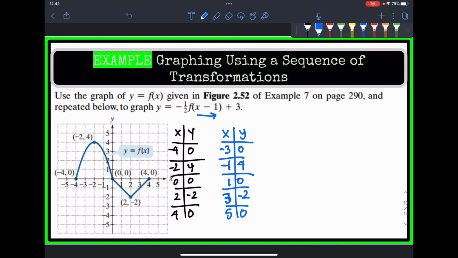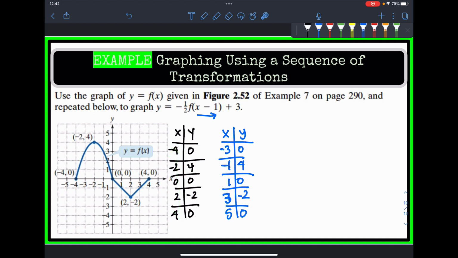So notice that what happened here by putting x minus 1, which means shifting it 1 unit to the right, is that all of my x values have been increased by 1. All my y values are the same. I added 1 to every single one of the x values to get these new values.